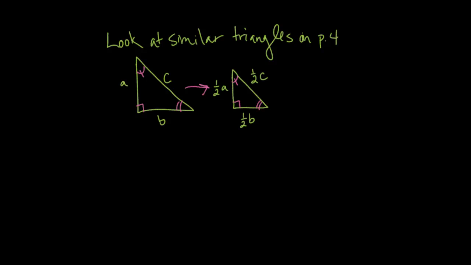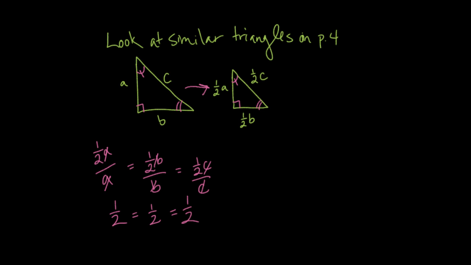The ratios are all equal, so I could compare the smaller side, 1/2 A is to A, as 1/2 B is to B, as 1/2 C is to C. And if you see, I can cancel those out. That's 1/2 equals 1/2 equals 1/2. So just some things when we get into special triangles I wanted to mention.